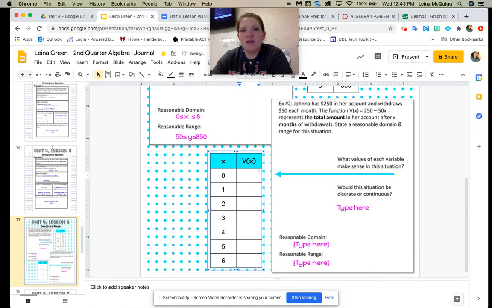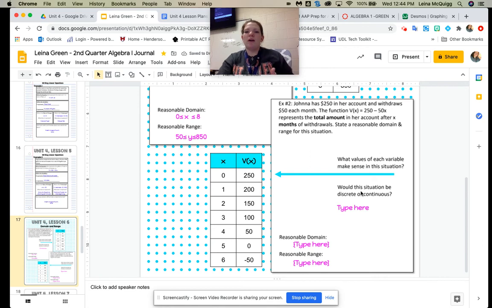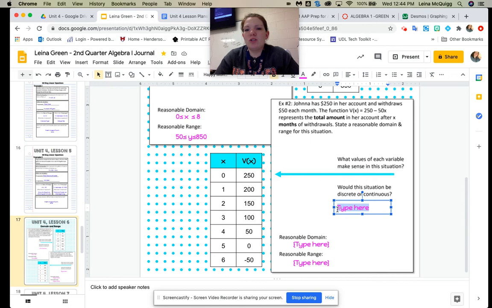So back over here on my table, we started at $250 with 0 months, and then 200, and then 150, and then 100, and then 50, and then 0. And then if I would have gone 6 months, that would have given me negative 50. So I want to think about, first, is this discrete or continuous? Well, she was taking out $50 a month, each month, right? She wasn't taking out $25 in between the months. She just was doing $50 each month, and that's it.